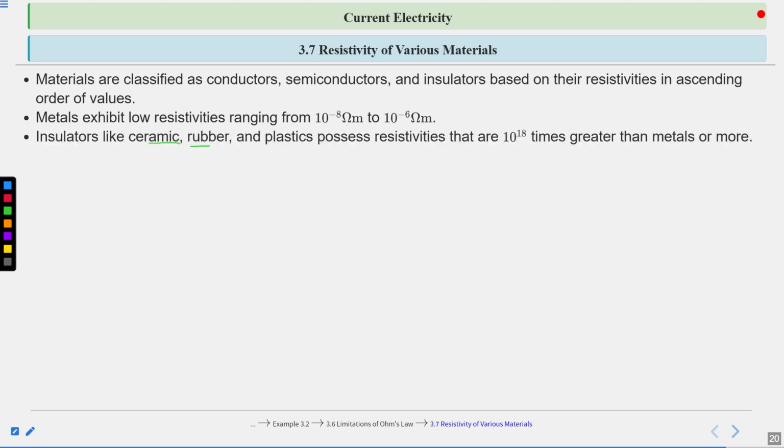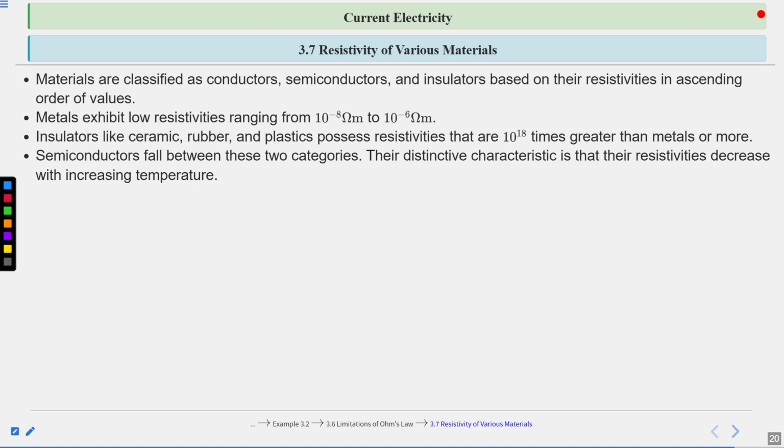Insulators like ceramics, rubber and plastic possess resistivities that are 10¹⁸ times greater than those of metals or more. So a large amount of resistivity is there, due to which they don't conduct. Semiconductors fall between these two categories, as I have already mentioned.